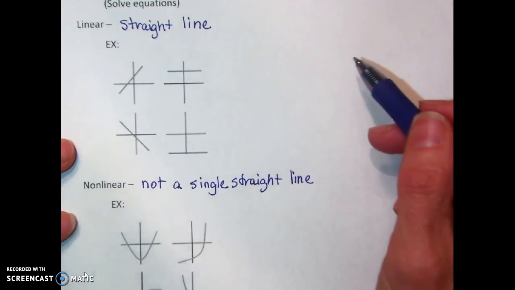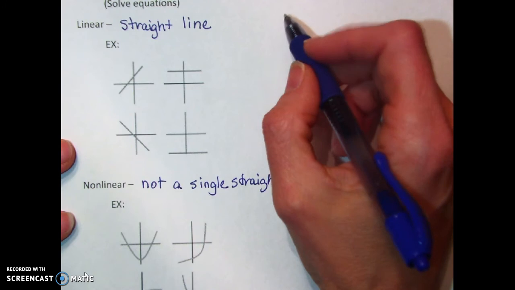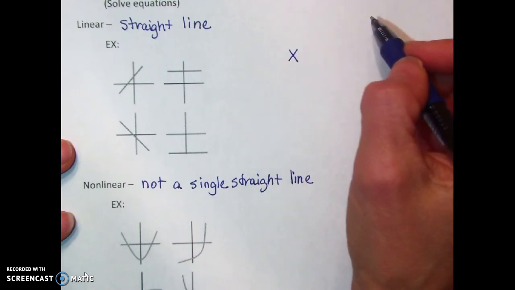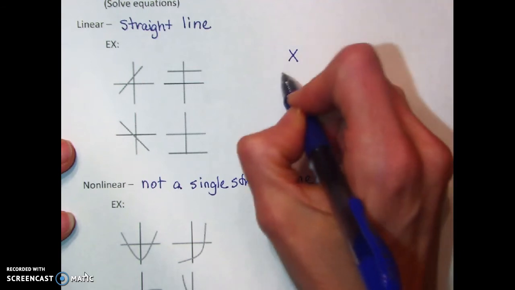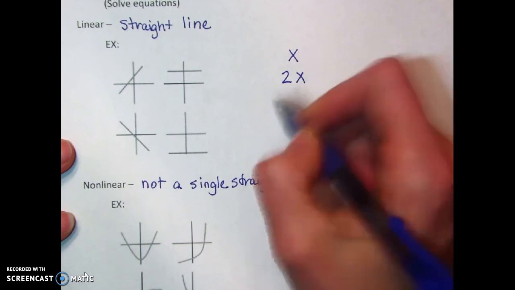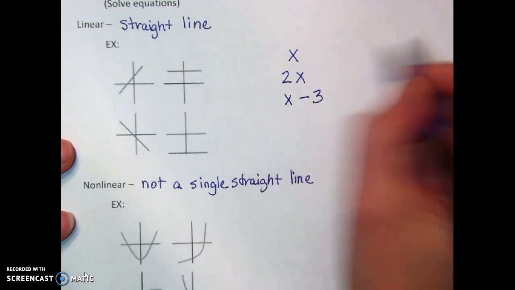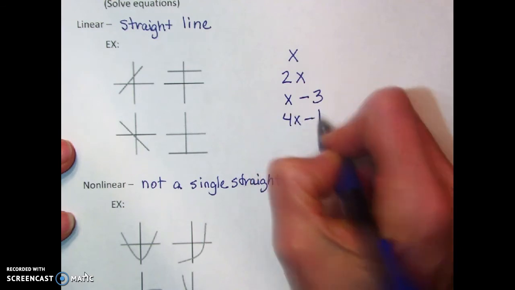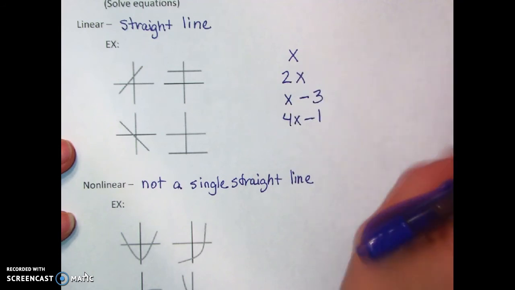Some other examples where we don't have a picture drawn, where we just have an expression, plain old X, is an example of a linear expression. We could have this X multiplied times something. We could have the X added or subtracted with something. Or we could have some kind of combination, 4x minus 1. Those are all examples of linear expressions.